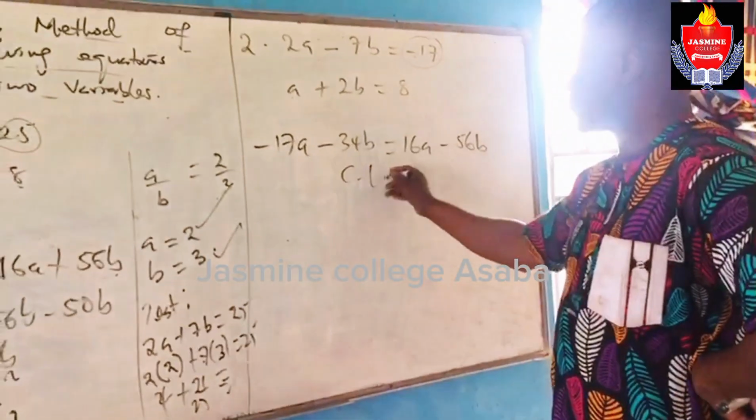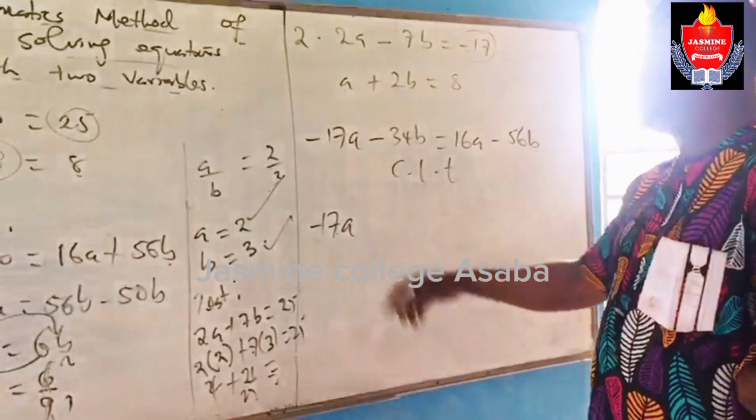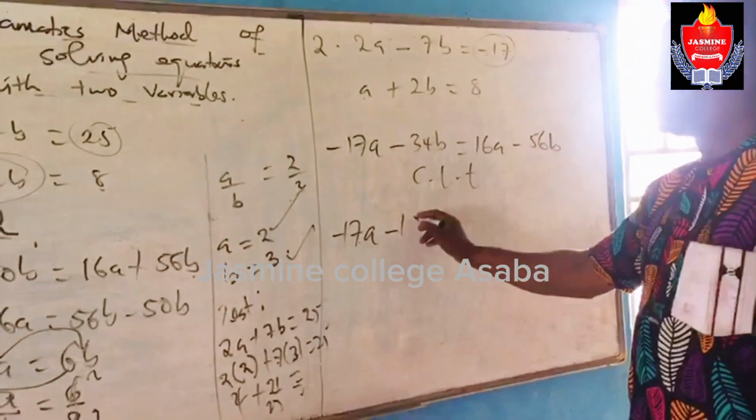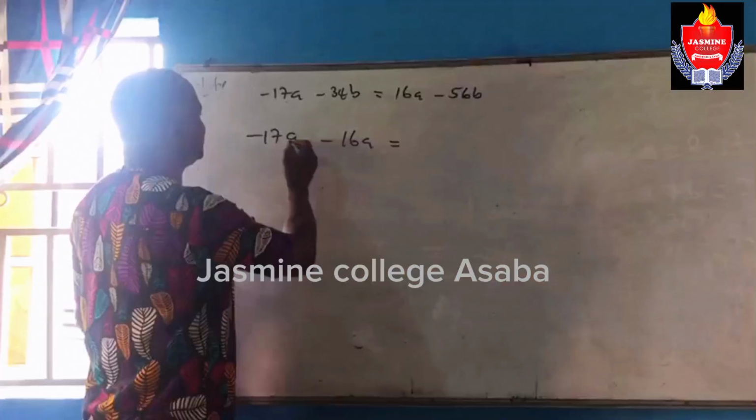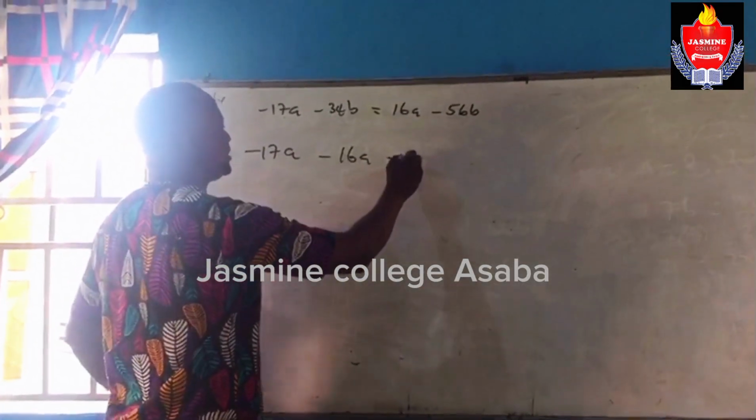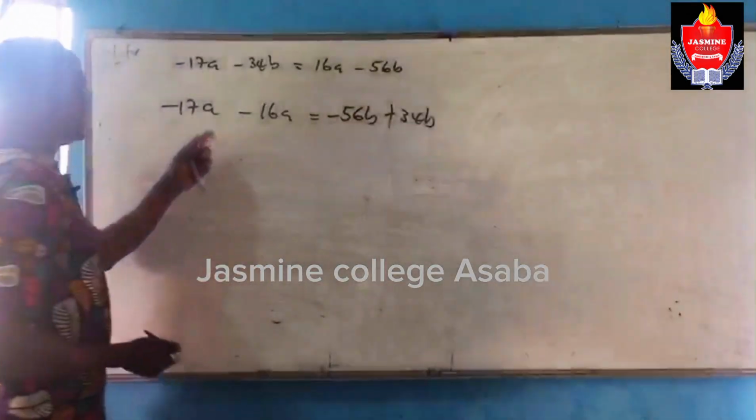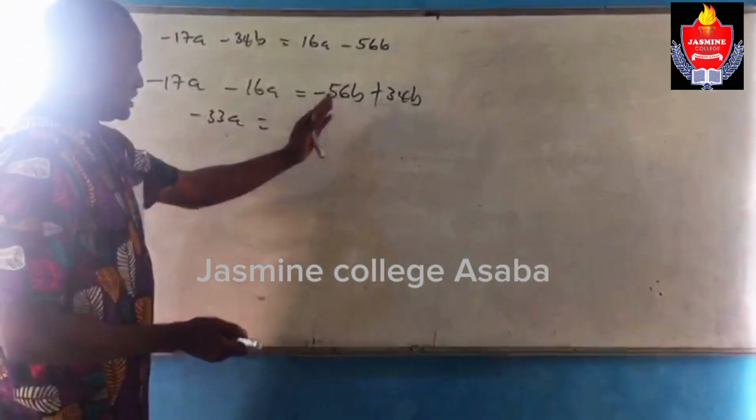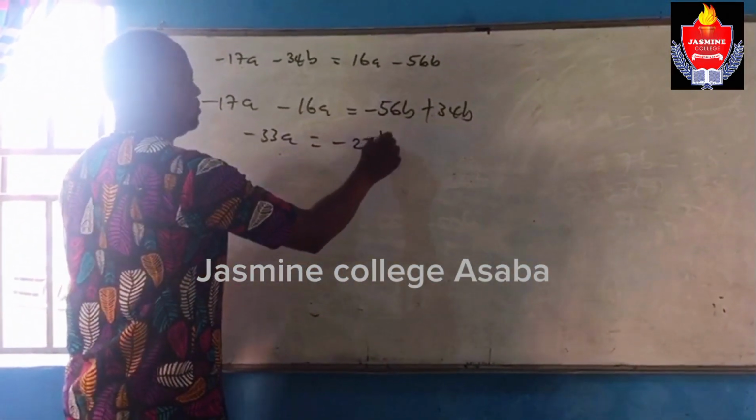Then as usual, do your like terms collection. So starting with variable A, we have minus 17A from this end, and you have 16A here. So collect your 16A over to this side. Of course, you'll be having it as minus 16A, and then minus 17A minus 16A, and then collecting your B's together here, you have minus 56B, and then plus 34B. So minus 17A minus 16A should give minus 33A. Then you have minus 56B plus 34B to give minus 22B.